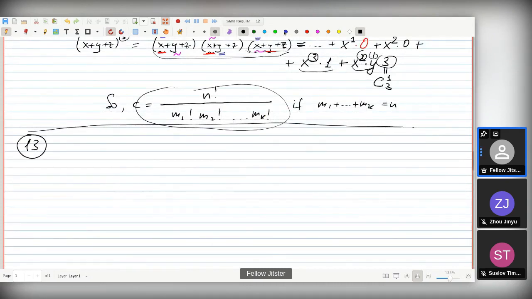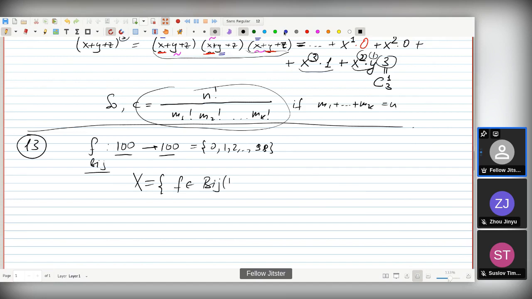Assume we are interested in bijections, that is permutations of the set 100 underlined. Assume we want to permute the numbers from 0 to 99. But how many bijections on this set satisfy some additional condition?